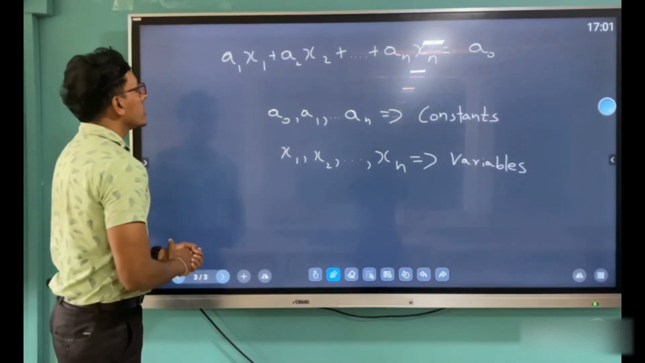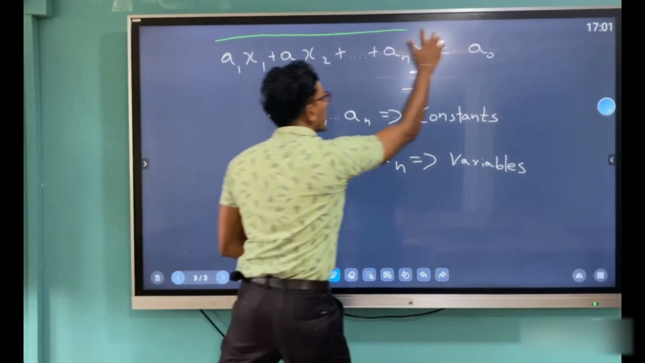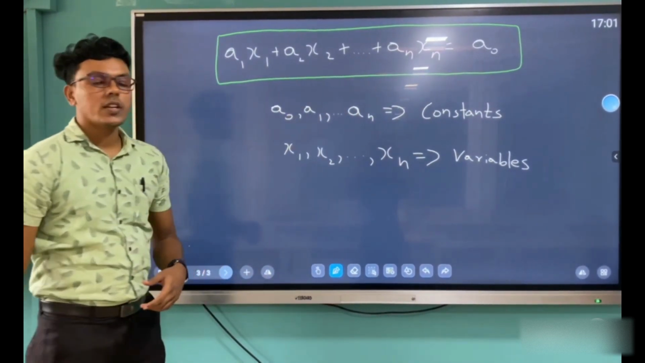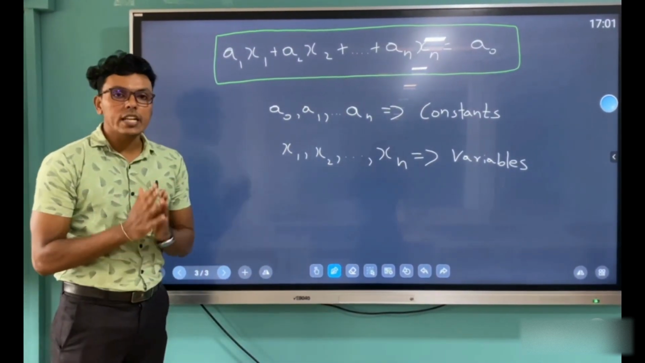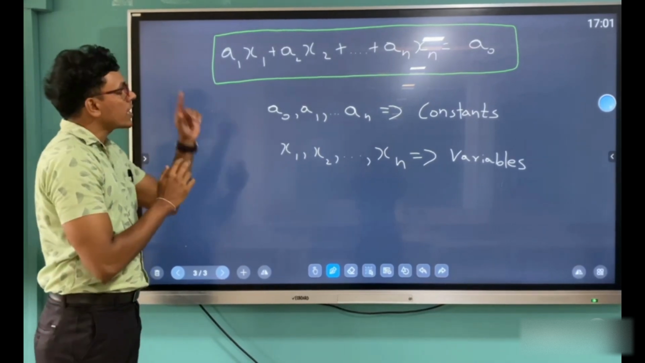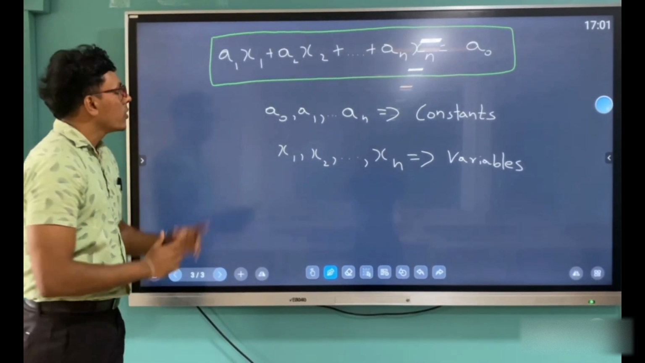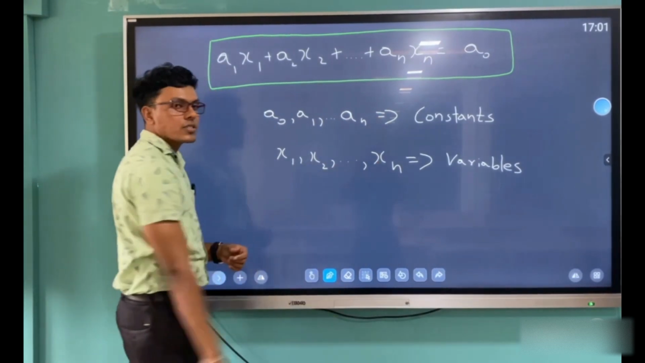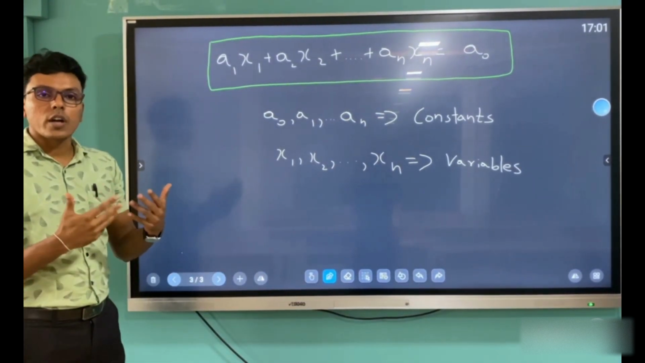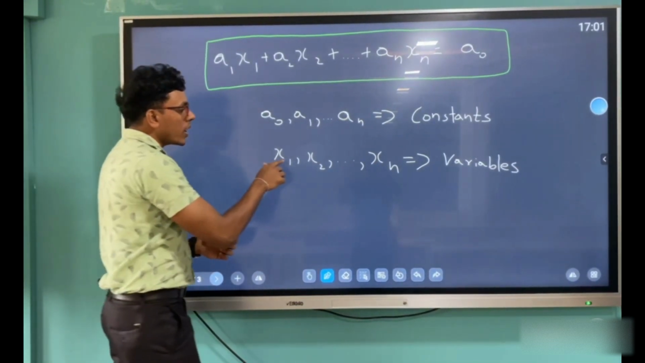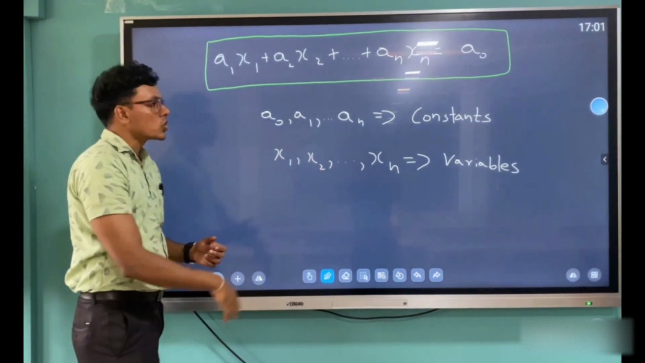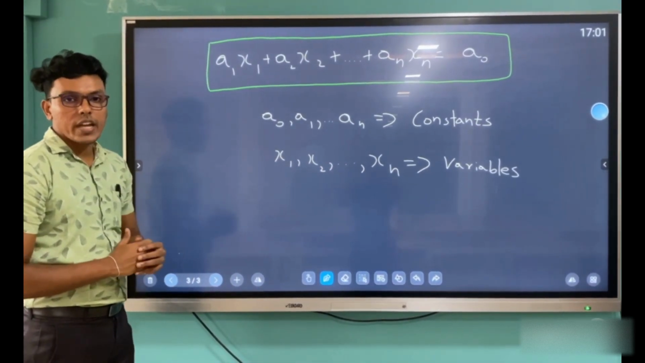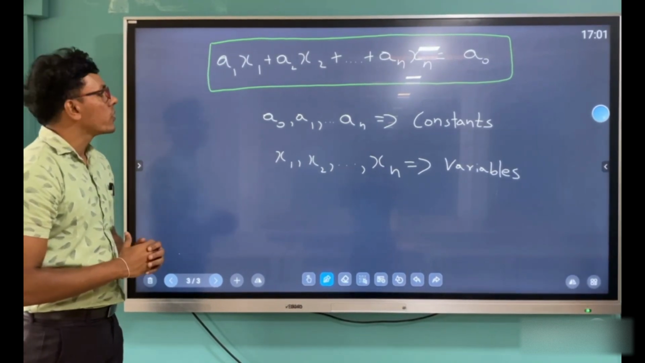Now I will give you the general form for a linear equation. Any equation to become linear should satisfy this general form. Here, a0, a1 up to an are constants, some numerical values like 1, 2, 3. And x1 up to xn are variables. So this is a linear equation with n number of variables.